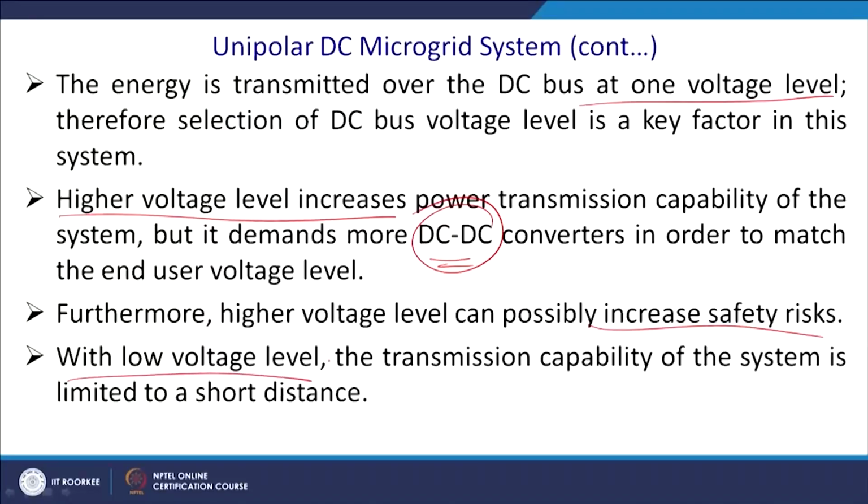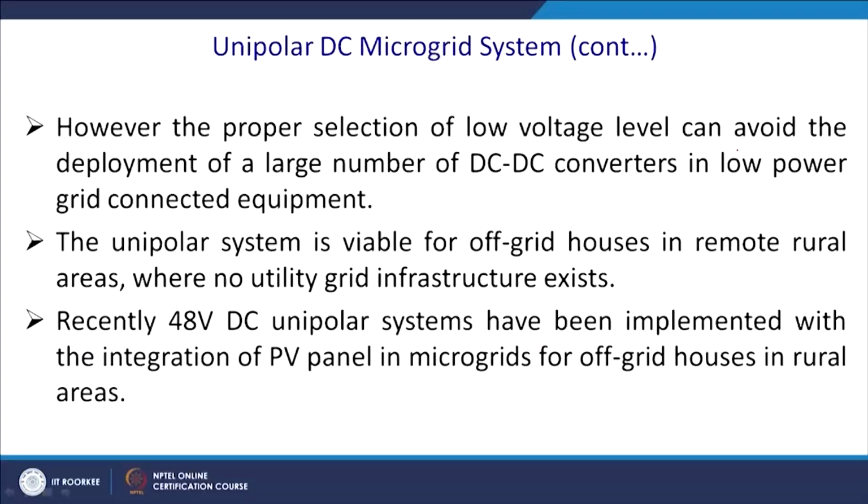With a low voltage level, the transmission capability of the system is limited to a short distance. So, you require a small distance to cover, otherwise if you are sending big power, then power losses occur: with big power and low voltage, automatically the current is more, and thus you will cause a huge copper loss in the DC system. For this reason, the proper selection of the low voltage level can avoid this.